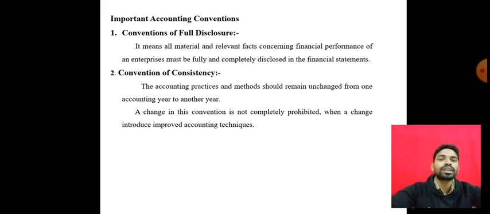This is the consistency. It should not be changed year by year. It should be the same year by year, whatever methods, principles, rules and regulations, or accounting standards they are using. There are so many depreciation methods. If the straight line method is used in this year, then it should be used in the next year also. This is the convention of consistency.